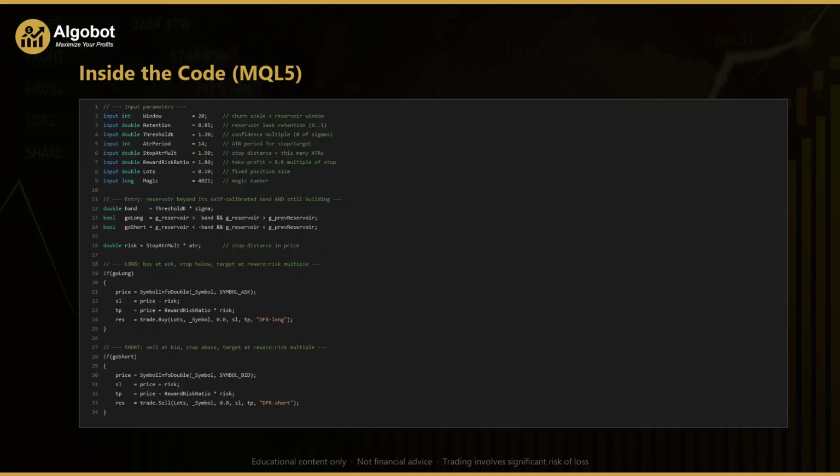The variable named band is threshold K times sigma, the self-calibrating confidence level. The Boolean go-long is true when the reservoir is greater than the positive band and greater than the previous reservoir reading. So the pressure is charged bullish and still building. The Boolean go-short is the exact mirror. The reservoir is below the negative band and below its previous reading.